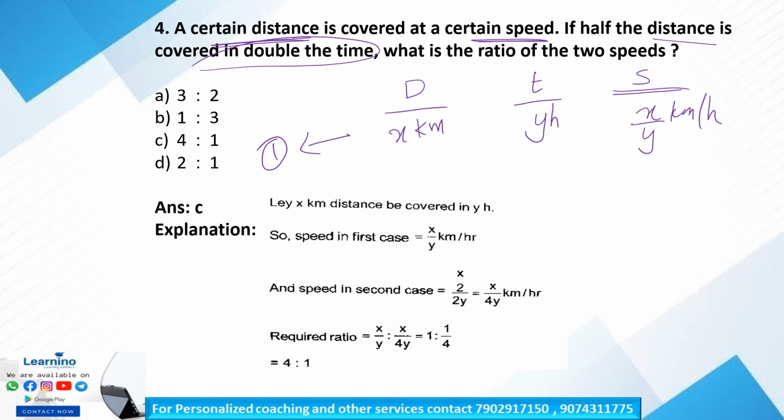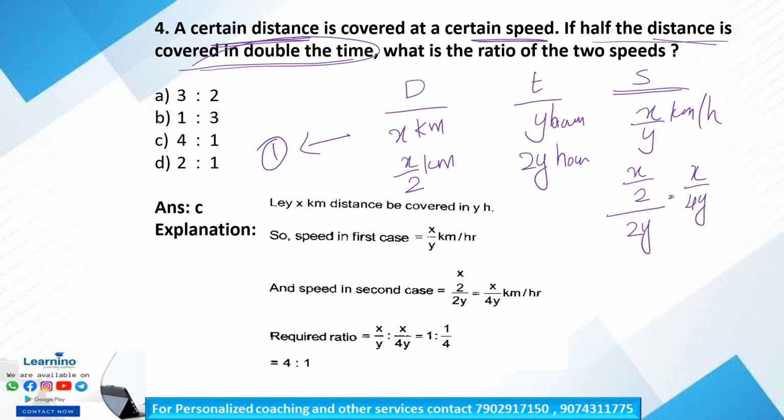So second case is if half the distance is covered in double the time. So half the distance is covered in double the time, 2y hours. So speed is equal to x by 2 divided by 2y, that is equal to x by 4y kilometer per hour. What is the ratio of the two speeds is our question.